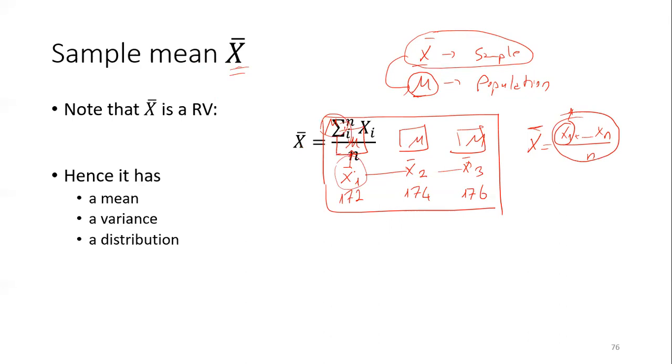Okay. So just like all random variables, it has a mean, right? So it has an expected value of x bar, it has a variance of x bar, and it has a distribution f of x bar, right? If I'm able to find these, then I will say more about the unknown parameter mu.